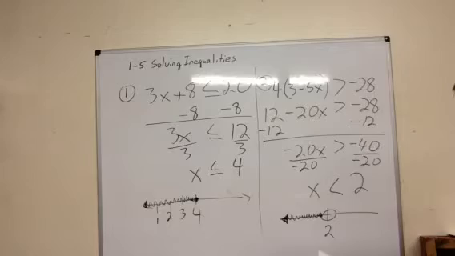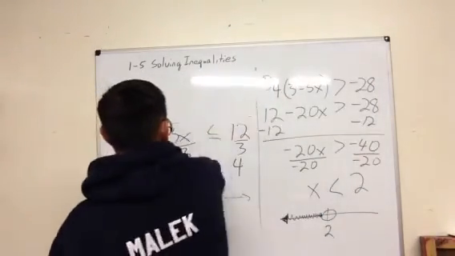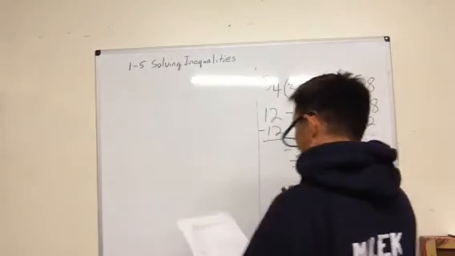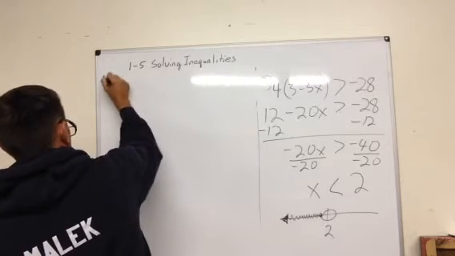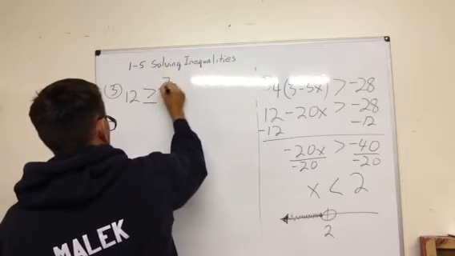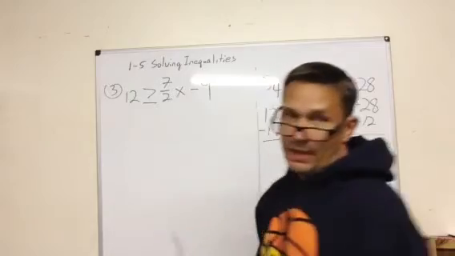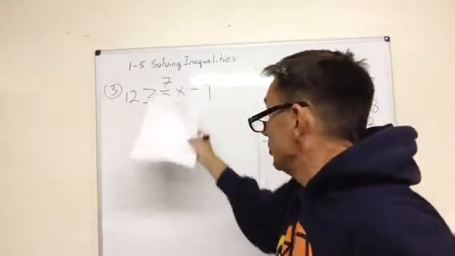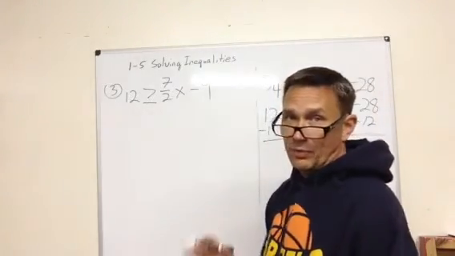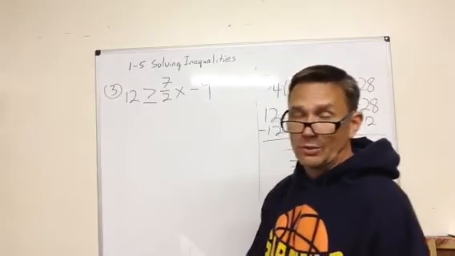Okay. Now we get to our last problem, number 3. Now this has a couple little twists to it. 12 greater than or equal to 7 over 2 x minus 9. Now if you want to multiply by 2 because you want to get rid of your fraction, you can, but there's only one there. If you want to take that step, that's fine, or you can just solve it the regular way.